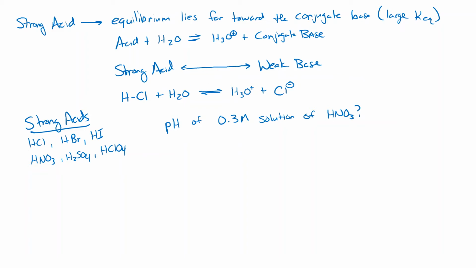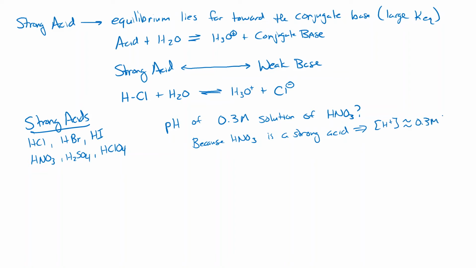So we could write out the equation, right? HNO3 plus H2O yields hydronium ion plus the conjugate base of HNO3, which would just be NO3 minus, right? We lose the H and that becomes negative. But that equation isn't really necessary because we know that this is a strong acid. So because HNO3 is a strong acid, we can say that the concentration of H plus is more or less 0.3 molar.